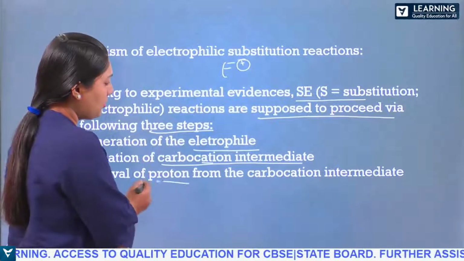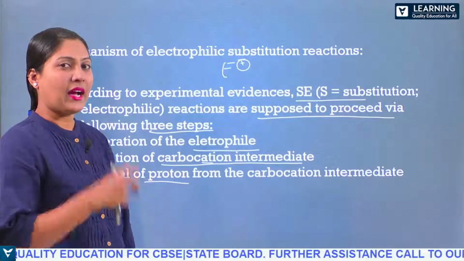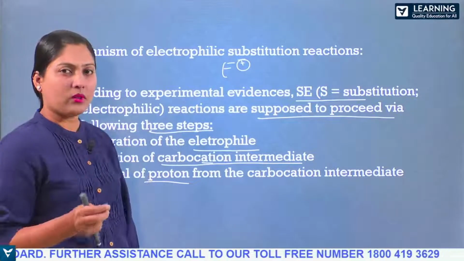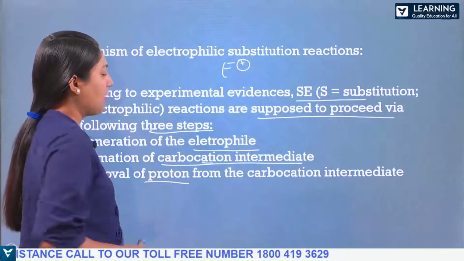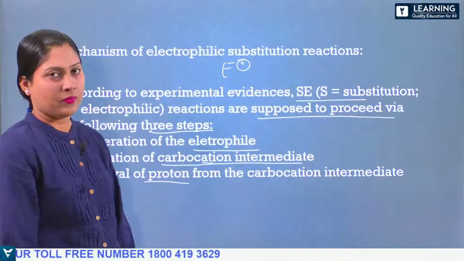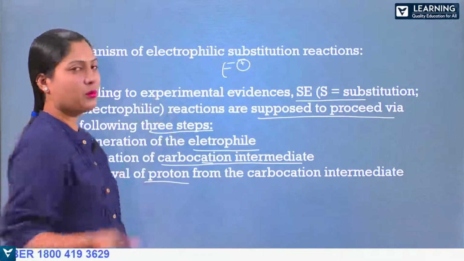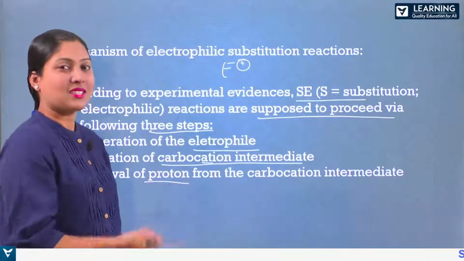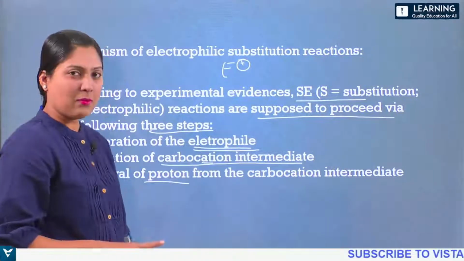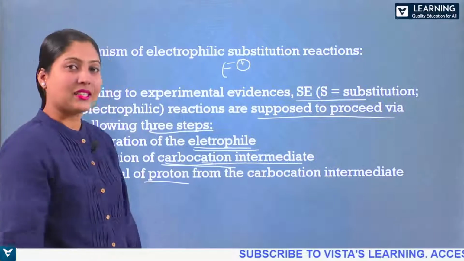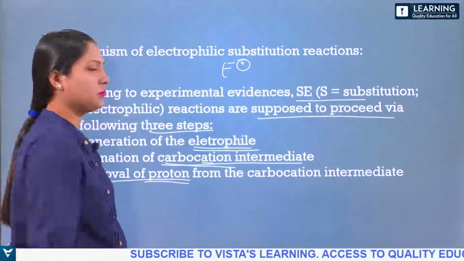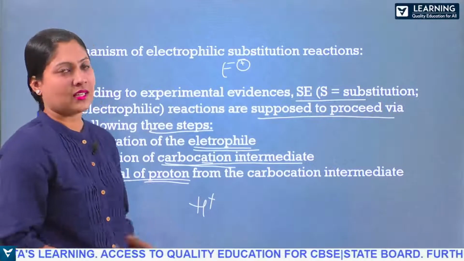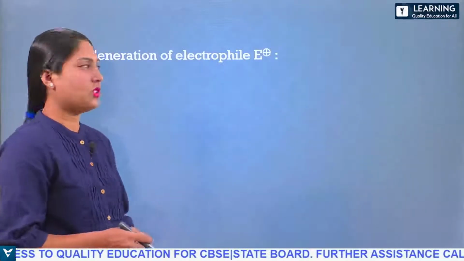The third is removal of proton from the carbocation. We have hydrogen which is present in the benzene ring. If you remove that, what happens? We'll get the neutralization of this carbocation. So from the carbocation, if we remove hydrogen, we'll get the product. So these are the 3 steps. First step is generation of electrophile. Second step, formation of carbocation. Third step, removal of proton. Understood? Proton means H plus ion. These are the 3 steps which are involved in the mechanism of electrophilic substitution reaction.